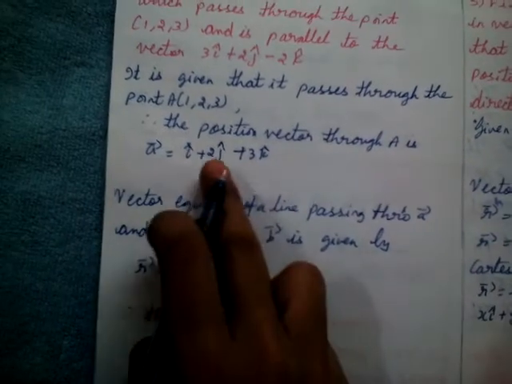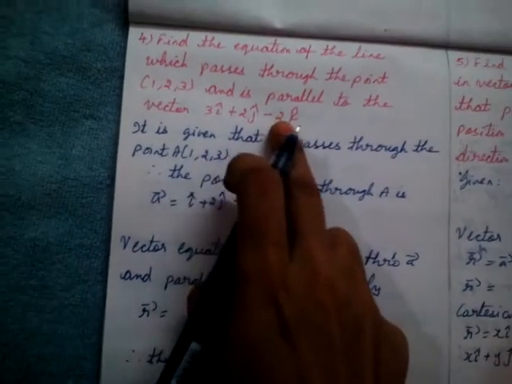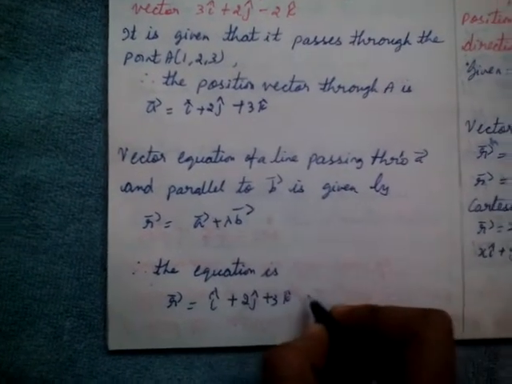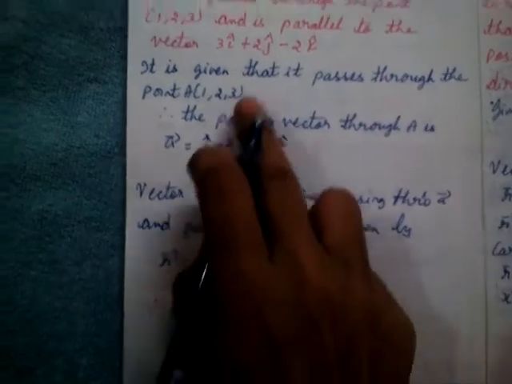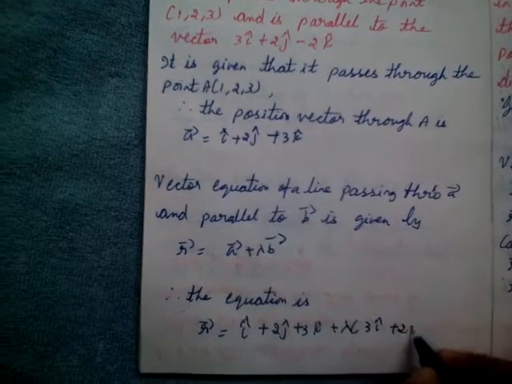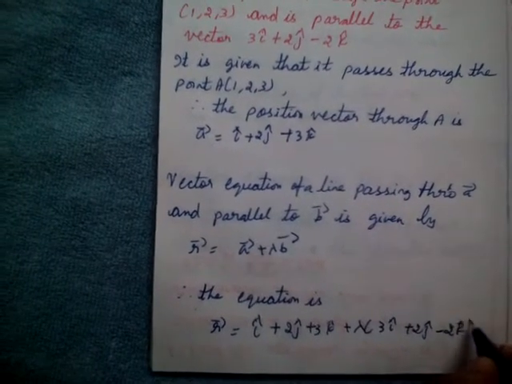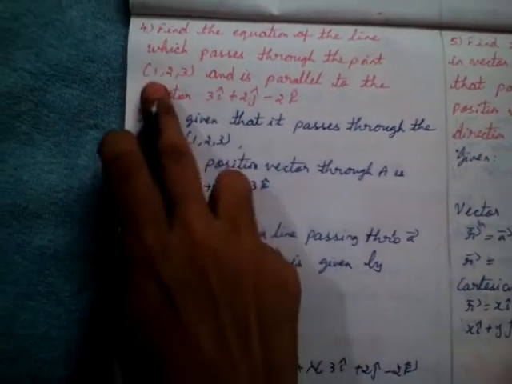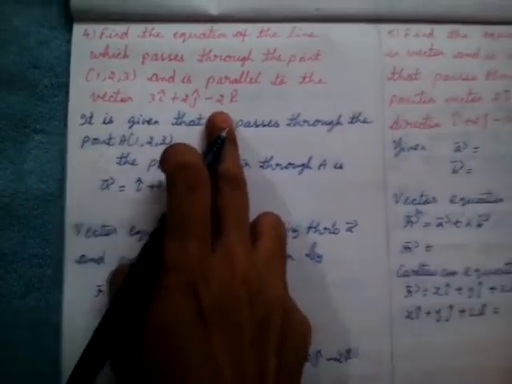So what is a vector? We have this. And b vector is the vector to which the line is parallel. Therefore the vector equation is r vector equals i plus 2j plus 3k plus lambda into 3i plus 2j minus 2k. So this is the vector equation of the line passing through the point (1, 2, 3) and parallel to this vector.